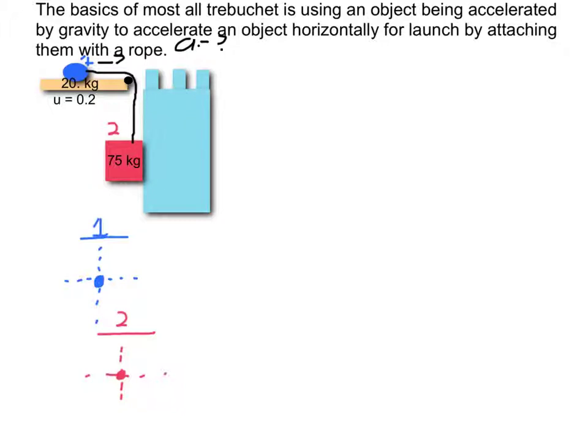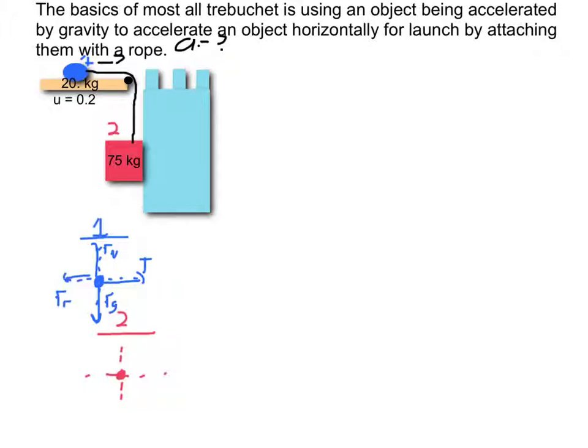Now there are two objects, so I have to draw two free body diagrams. For object one, I have normal force going up, Fn, because it's on a surface. I have force of gravity going down. I have tension pulling it to the right. That's what's pulling it, the rope is what's pulling it to the right. And I have friction coming back to the left.